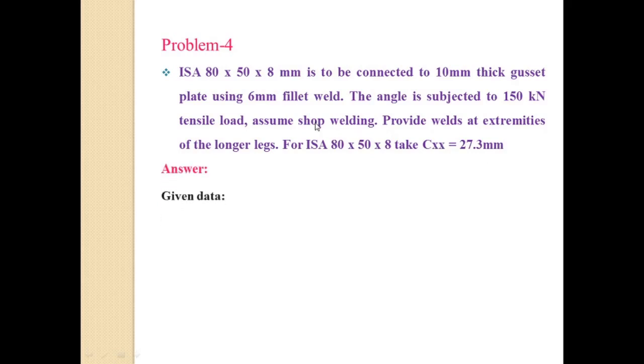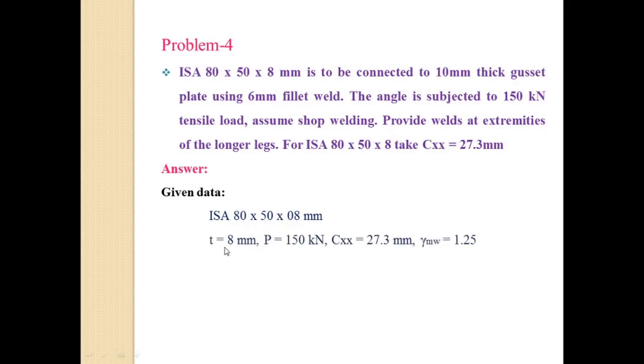Here the angle section is given, that is ISA 80 by 50 by 8 mm. This is the longer leg of that angle and this is the shorter leg. Assume the longer leg is connected to the gusset plate. 6 mm size of fillet weld is given. Thickness of the gusset plate is given, that is 8 mm. Sorry, it is 10 mm. Here the thickness of the gusset plate is 10 mm.